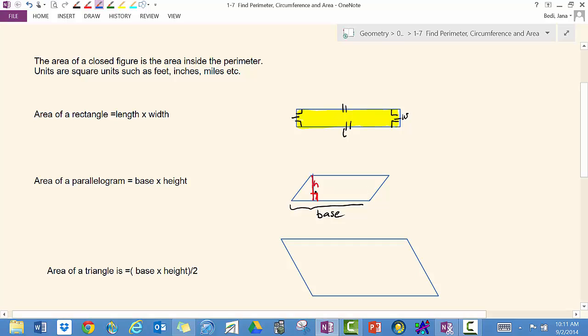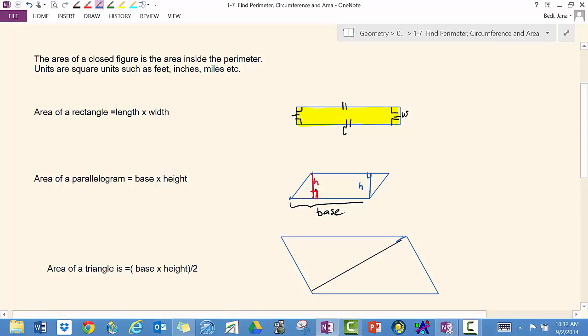From this vertex I can go over there, and that's also a height. Now similarly, I could start at this vertex here and then draw a right angle segment to the opposite side, etc. So base times height is the area of a parallelogram. A triangle is half of a parallelogram. So base times height divided by 2.